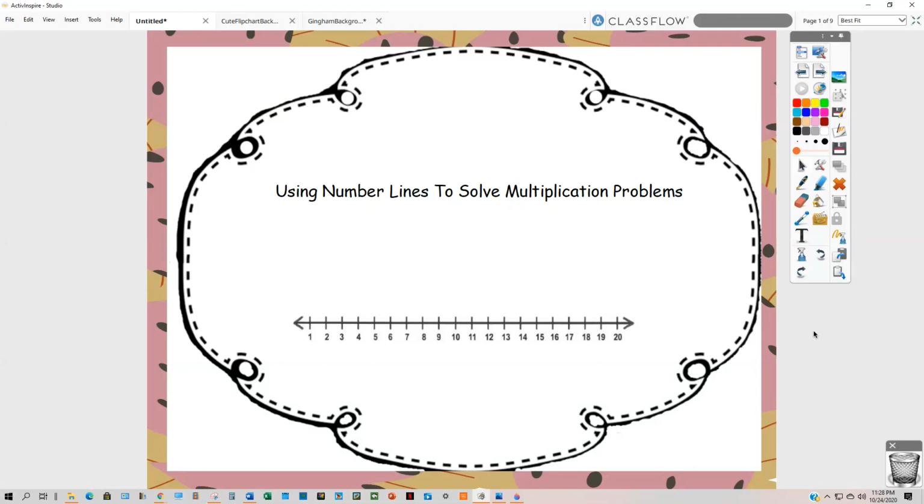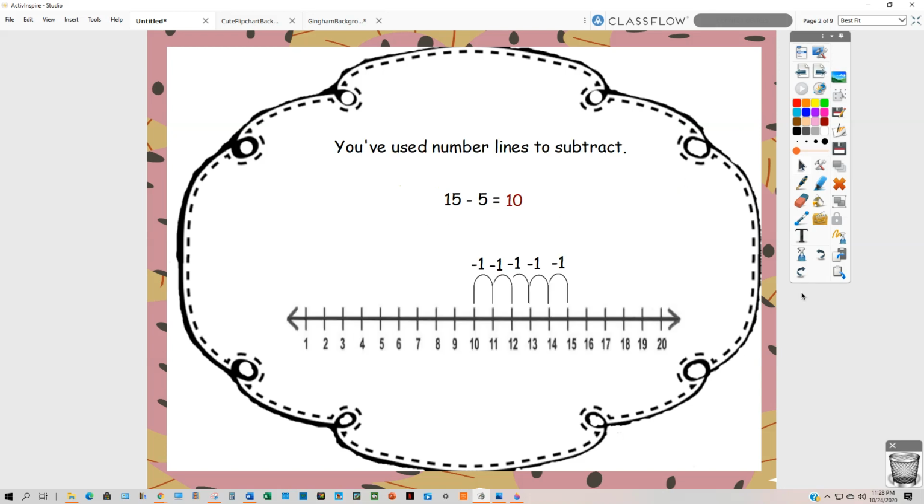Hello, third graders. Today we're going to learn how to use number lines to solve multiplication problems. So you've been using number lines for a while now. You've learned how to use a number line to subtract by taking the larger number, 15, and moving backwards.